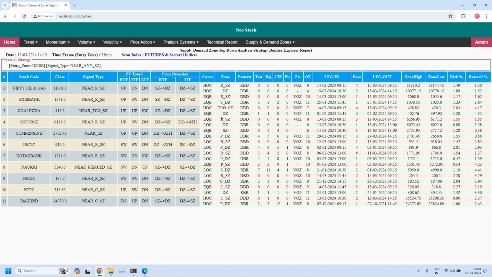The next one is Coforge. This also has a high liquidity supply zone, a fresh zone, and you need to fine tune this zone and check the quality of the zone. You have one more, IRCTC. This is also a fresh zone. So check the quality of this zone by fine tuning the zone. You have Kotak Bank. This is already tested 3 times and 4 rejections. So you need to look for a fine-tuned fresh 5-minute zone inside this, or a high liquidity 5-minute zone.